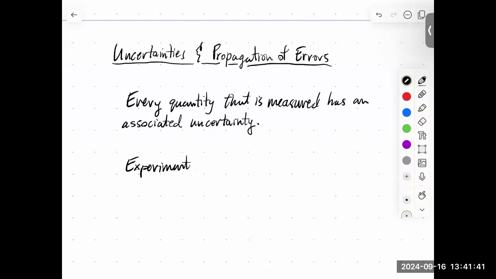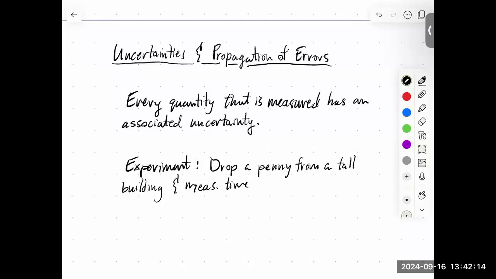The experiment that I want to think of is really simple. I just want you to imagine that you go to the top of a tall building and you're just going to drop a penny, or you can't get a penny these days, a nickel, and you're going to time how long it takes to hit the ground. Okay, so we drop a penny from a tall building and measure the time for it to reach the ground.